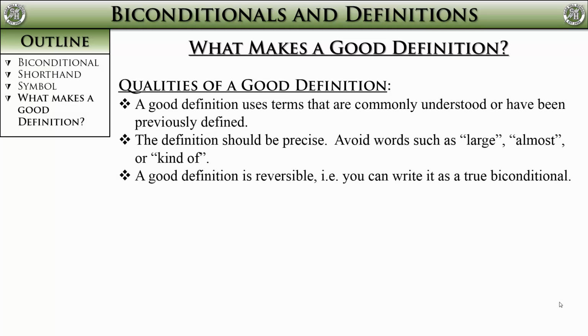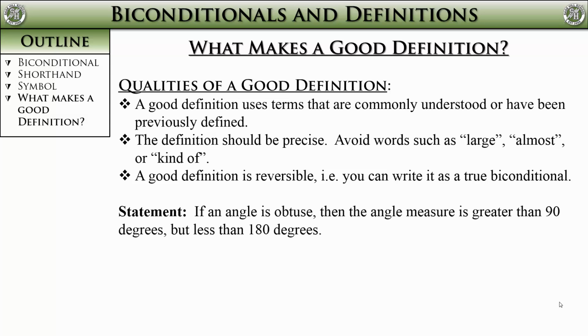And lastly, there is this little quality that a good definition is reversible. In other words, you can write the definition as a true biconditional. And that's why this little definition tangent that we're on here is being presented now. This third quality of a good definition actually uses biconditionals.